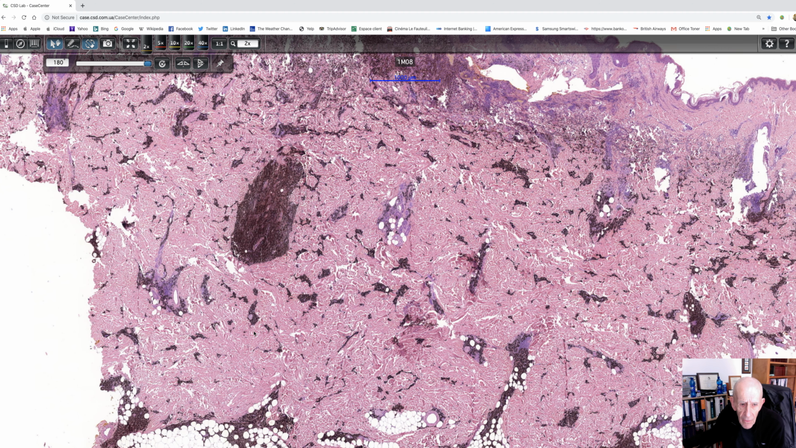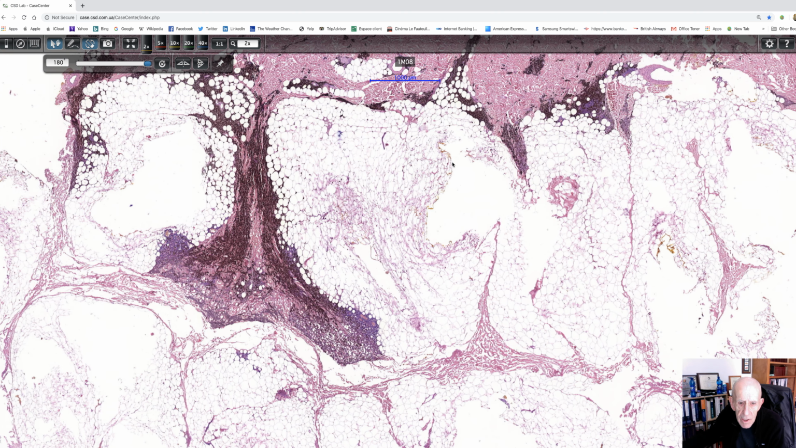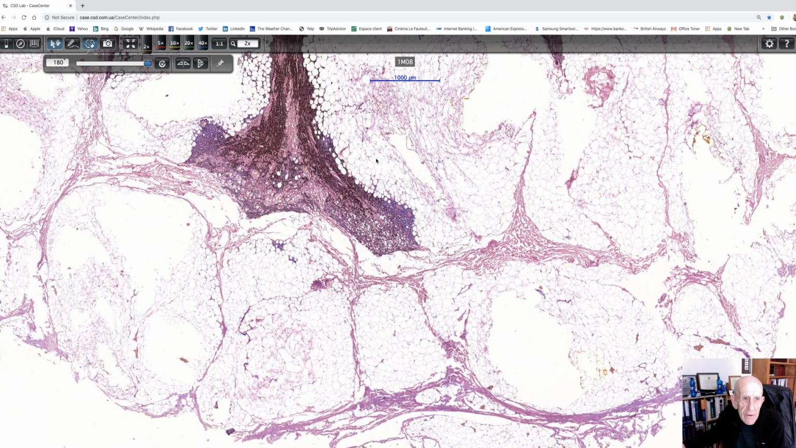So the point is, all of these little bits of tumor are following neurovascular bundles. And when you get them cut in this plane of section, that becomes really obvious. They're just following the blood vessels deeply down into fat. So I don't think I can offer anything more.